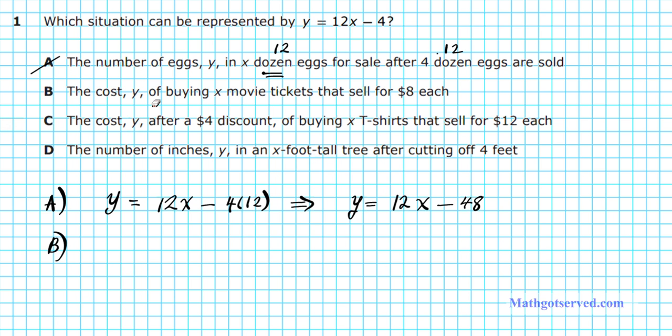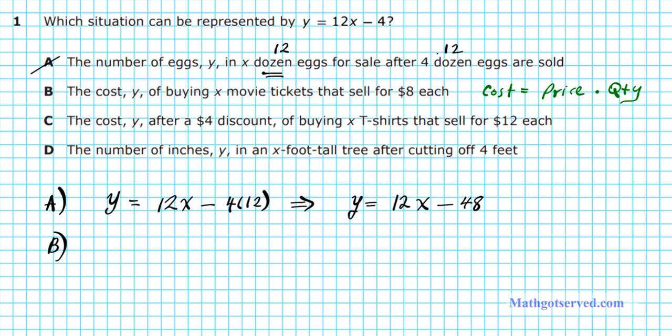It says the cost y of buying x movie tickets that sell for $8 each. Now remember the formula for cost. Cost is basically given by the formula price times quantity, or you can say quantity multiplied by price. The unit price multiplied by quantity tells you the total cost.